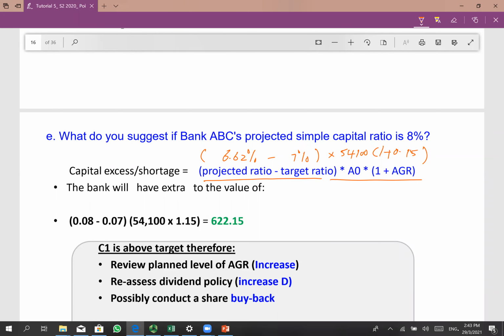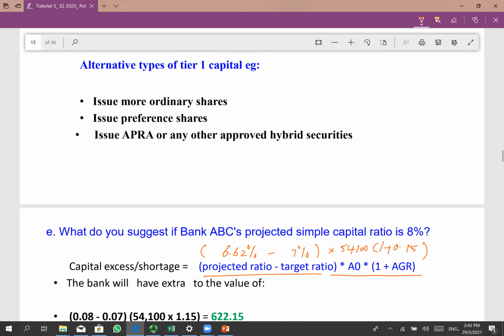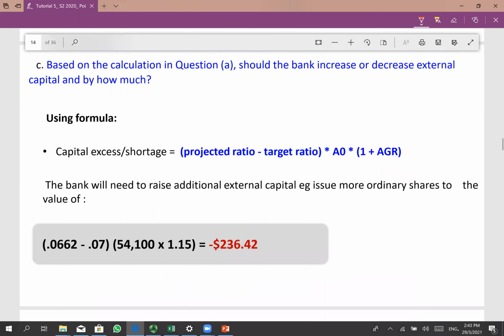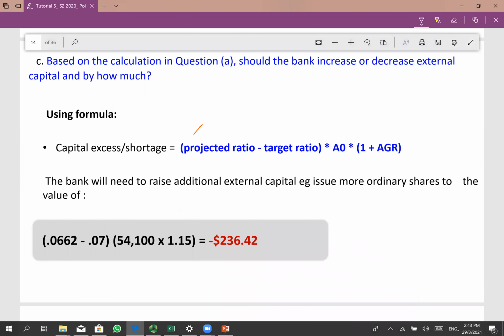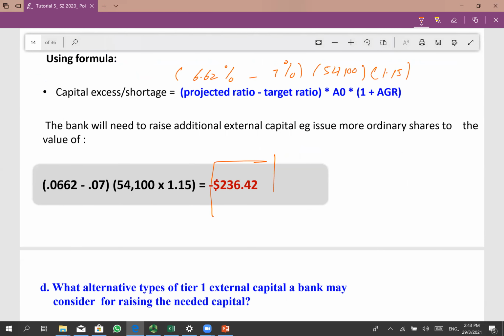Oh, this is when we have 8%. Oh, it's here, sorry. This is when it was 8% target. This is here: 6.62 minus 7%, times 54,100 times 1.15, and it shows that I need this amount. So the calculation shows I need to raise 236,000,042. Where should I raise it?